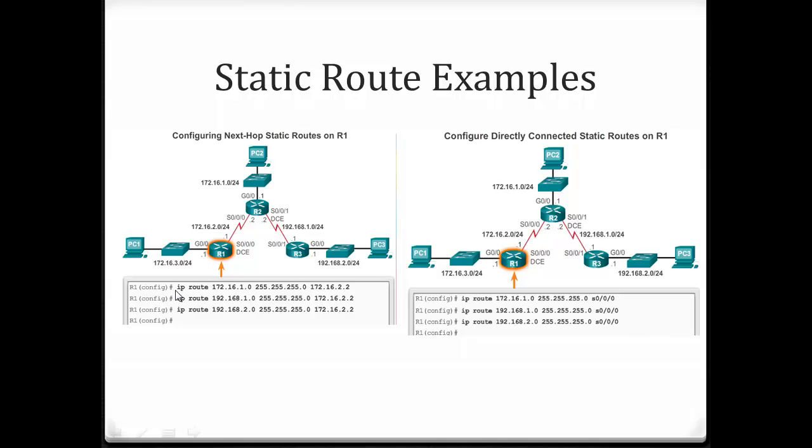So what we type in here is in global configuration, we type ip route, the network we want to get to, 172.16.1.0 with its subnet mask, 255.255.255.0, and then the next hop address. So R1 says that I can get up to this network up here by sending to the next hop address of this, 172.16.2.2. So we're going to send that up to router 2's serial 0/0/0.